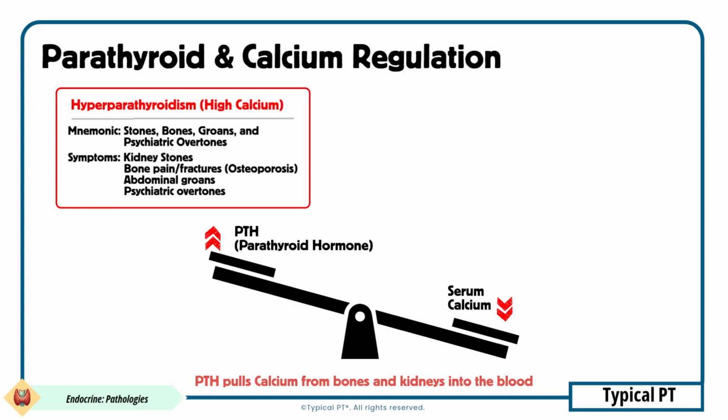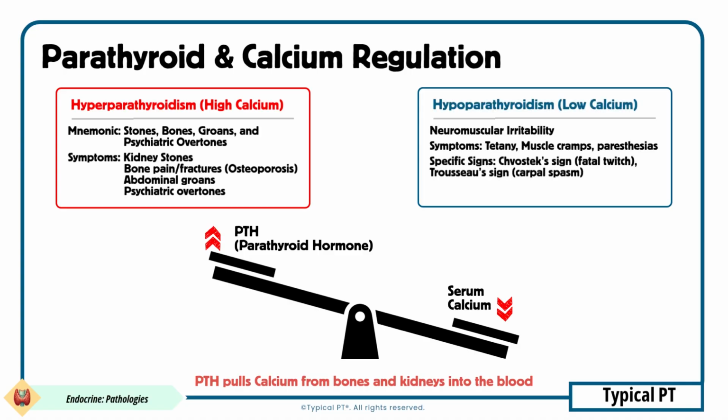Patients develop kidney stones from the excess calcium. They have bone pain and fractures from osteoporosis because PTH is pulling calcium out of bones. Abdominal groans refers to GI discomfort, and psychiatric overtones means mood and cognitive changes.